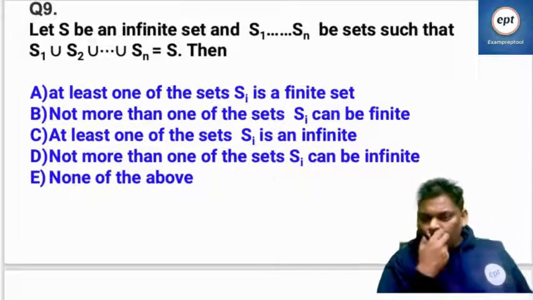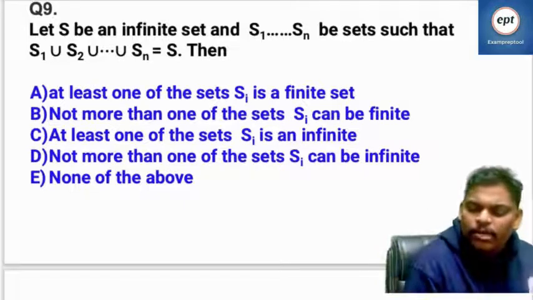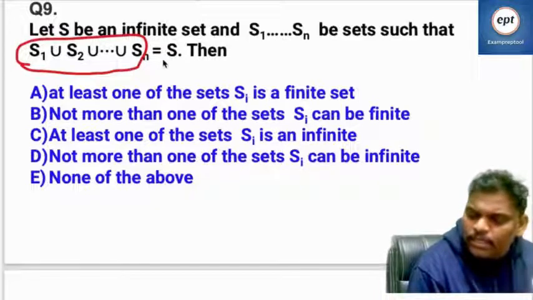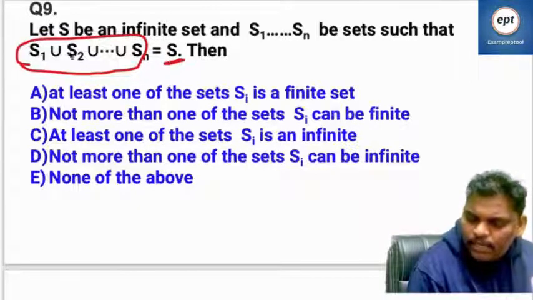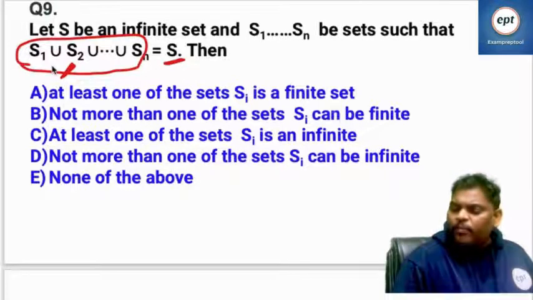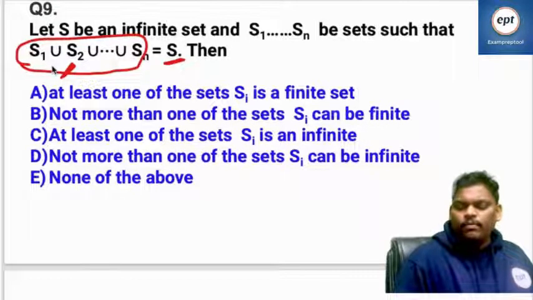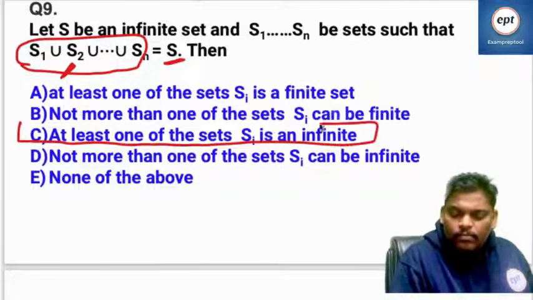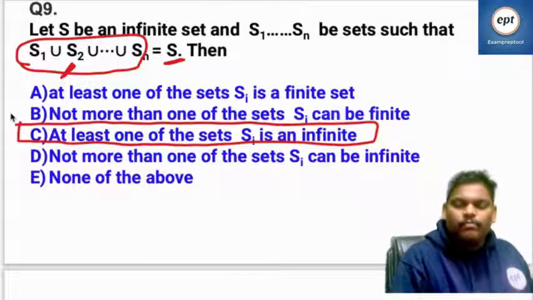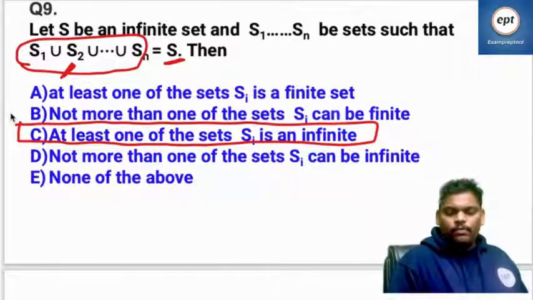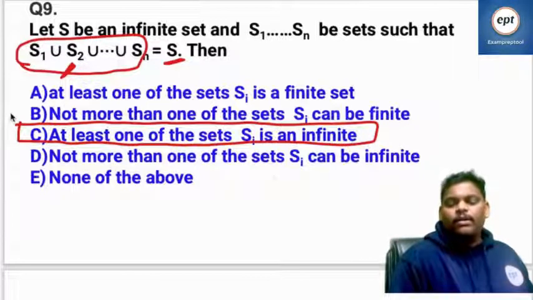The total union is S, which is infinite, which means at least one infinite set is required. All may be infinite, it's okay. A few may be infinite, it's okay. But at least one infinite is required. At least one of the sets Si is infinite.